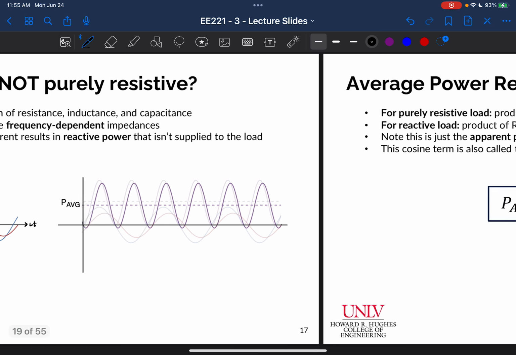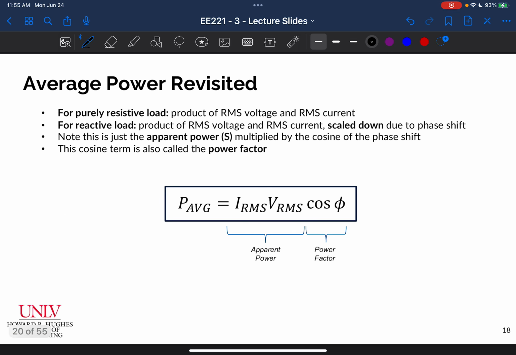Well, it just so happens that we can pretty easily still determine the average power, which we calculated previously by just doing IS RMS times VS RMS. Now we just need to add this scaling term here, the cosine of the phase, right? The phase, again, being the difference in phase between the voltage and the current. As long as we calculate that phase shift, cosine will go between 0 and 1, right? The cosine of that angle will go between 0 and 1.